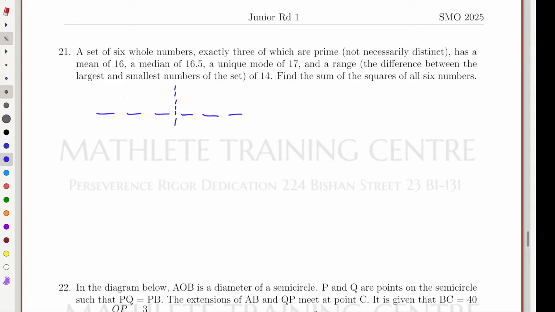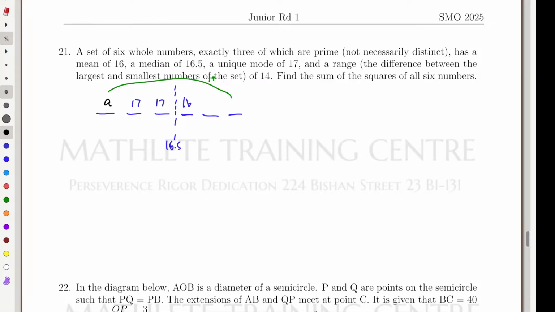And if the median is 16.5, then 17, you can write them both on the same side. And that tells you that on the other side of the median, it must be 16, because when you have 6 numbers, the median is the average of the middle two. So this is what we have. Now you also have a range of 14, so you know that this gap here is going to be a difference of 14. So now what you can do is try to see what is possible for the remaining 3 numbers.